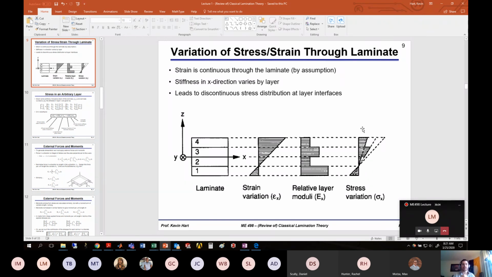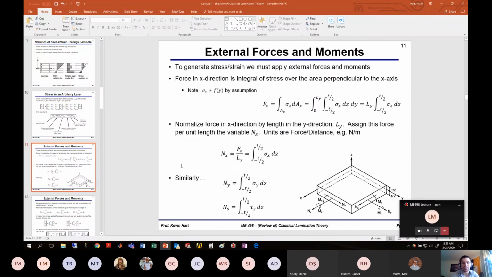And we're assuming that this stress variation, as we're looking at the side of the laminate, is continuous into the plane of the board throughout the entire thickness of the laminate. So here we're defining Nx, which is a force per unit length across the laminate, equal to the integral of the stress distribution through the thickness of the laminate.